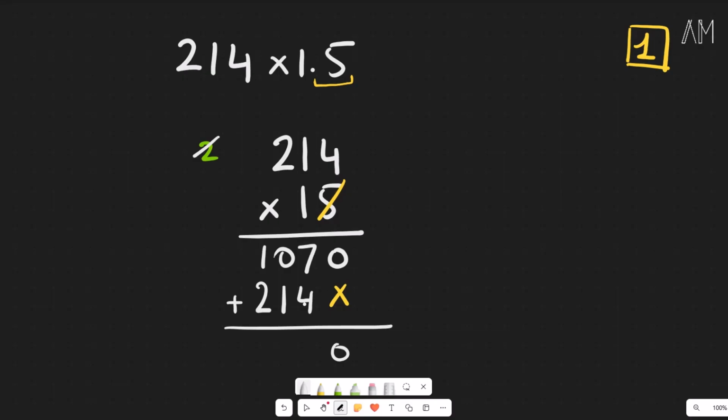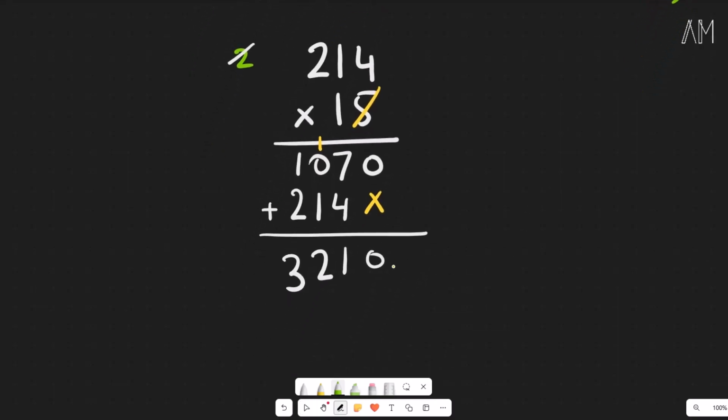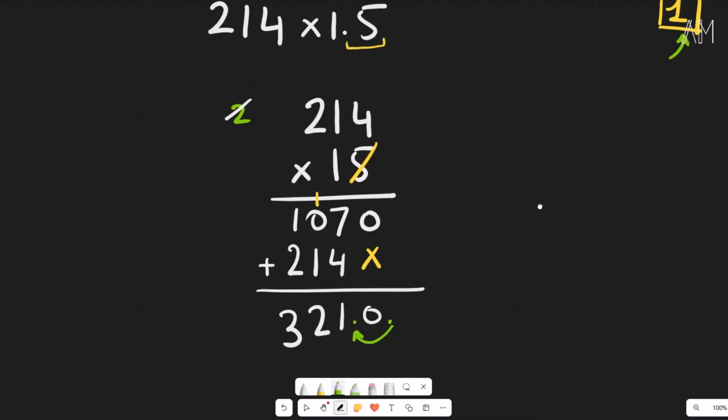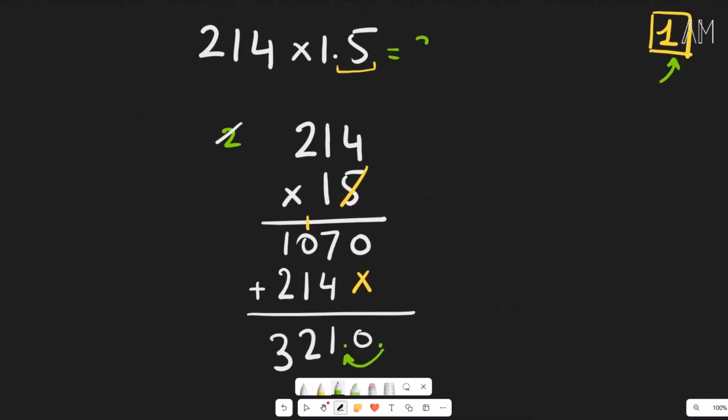0 plus nothing is 0, 7 plus 4 is 11, 1 down and 1 up. 1 plus 0 plus 1, that's 2, and finally we have 1 plus 2 is 3. Now, the multiplication, we're done from it. Yet, we need to remember the one that we put in the box here. This one will tell me where I should put my decimal point back. Now, I go back to my point here. Usually I start counting from the most right, and the box said 1, so I will go back only one step. So there we go. The answer is 321.0, or I can simply say 321.